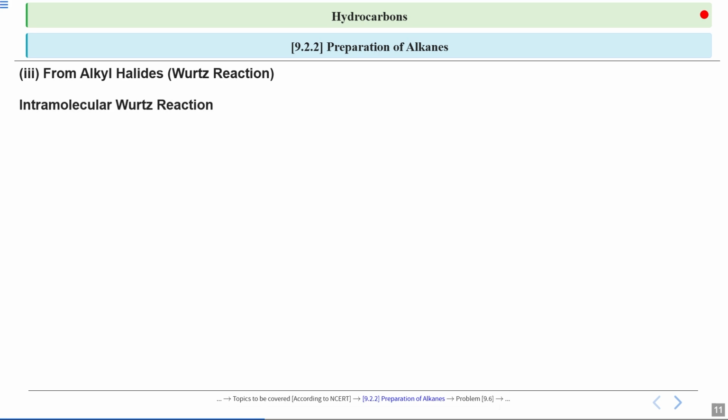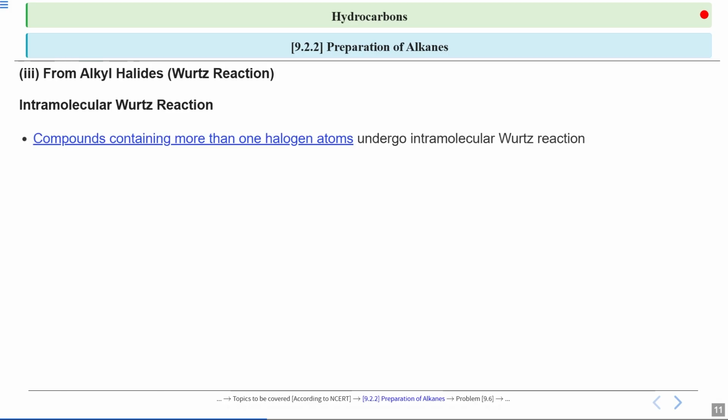For that, let's start with the intramolecular Wurtz reaction. This type of reaction occurs within a single molecule, leading to the formation of cyclic alkanes in most of the cases. It is fascinating because it allows us to create complex ring structures from simpler linear molecules. Pay attention to how the reaction progresses within the molecule itself.